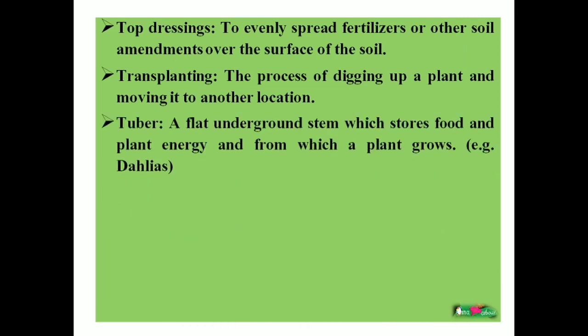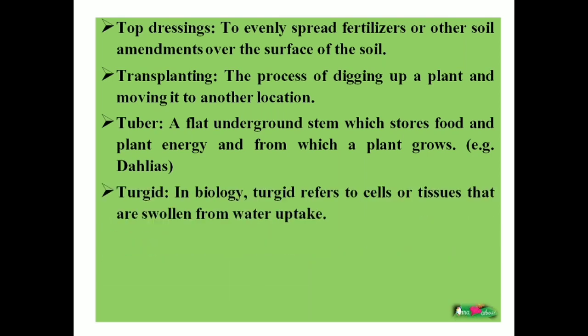Then tuber. What is actually a tuber? Example, we have the Dahlia, a flat underground stem which stores food and which gives us a plant. That is called a tuber. It's like a seed. Then turgid. What is actually turgid? In biology, we use this word mostly when plant cells are swollen due to water uptake. It is called turgid, or we can say turgidity.